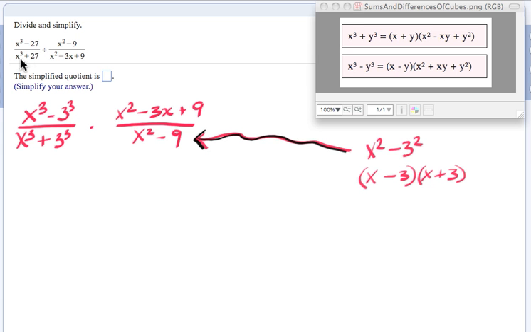And the same is true for the bottom of this fraction. This is really the sum of two cubes, and that cracks according to this formula. And so I've rewritten it down here like this, as the sum of two cubes, 27 being 3 cubed.